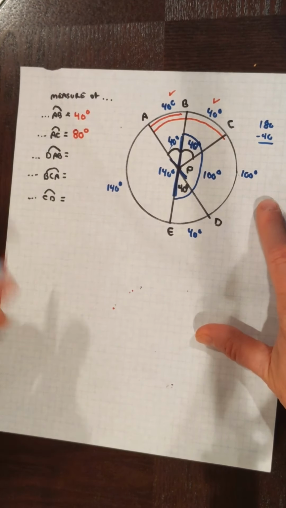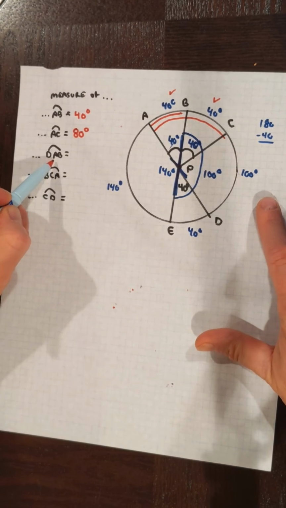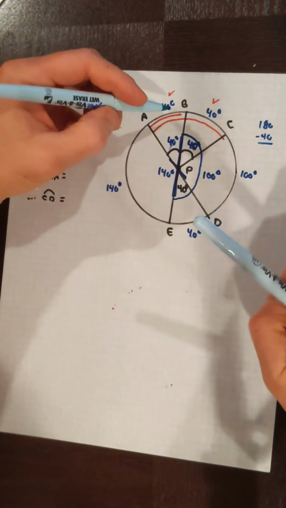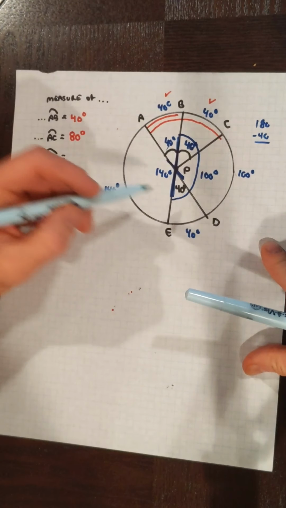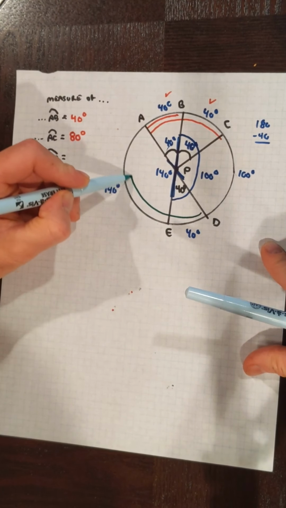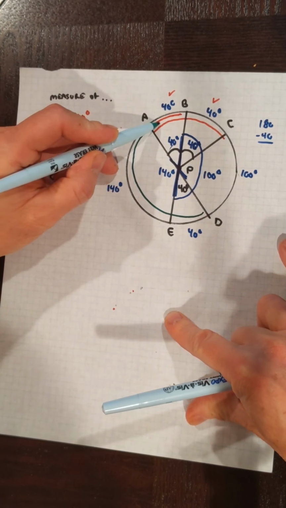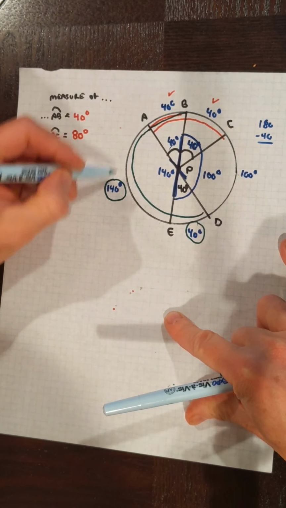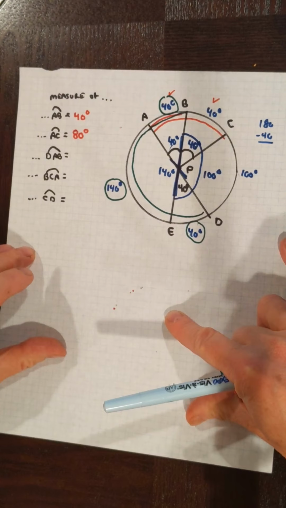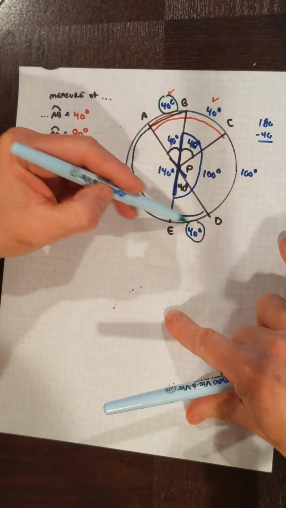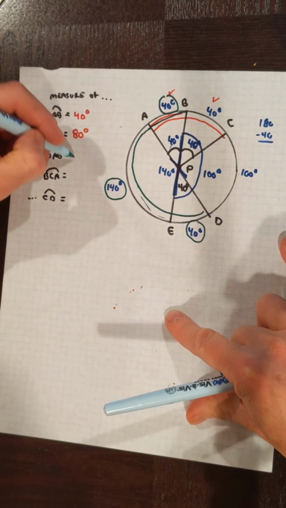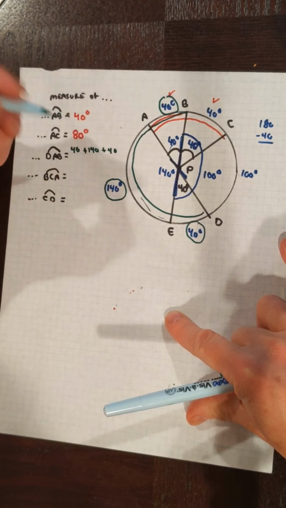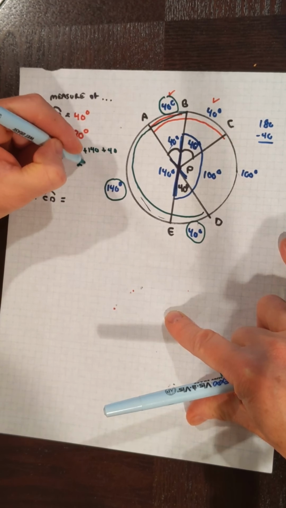Now this one has 3 letters, so it could be a major arc. So I'm going to do that one in green because it might be confusing. Let's check it out. D to A to B. That's a combination. So DAB is a combination of 40 plus the 140 plus the 40. If I add those 3 together, I get 220 degrees.